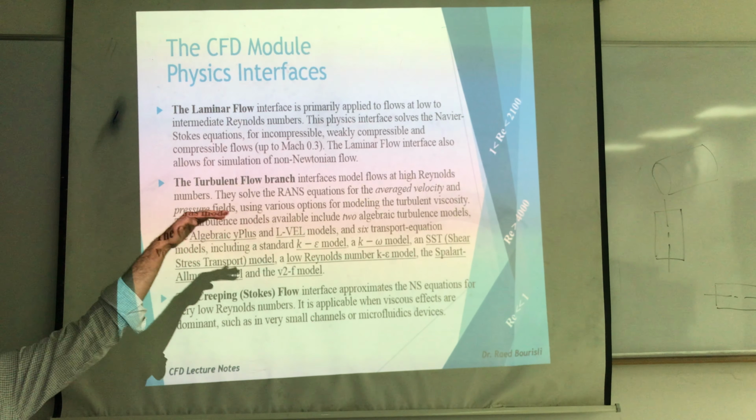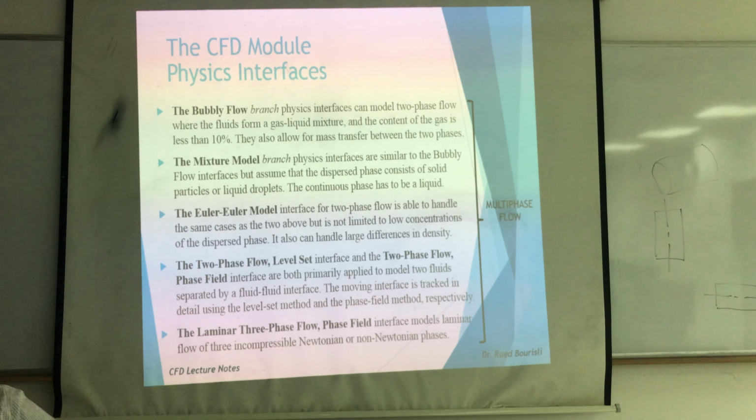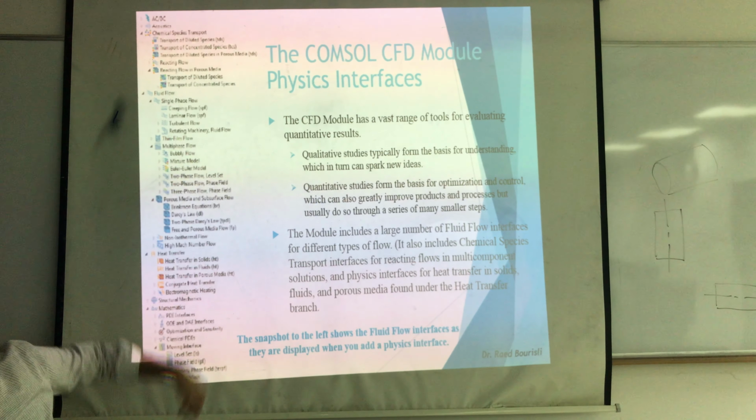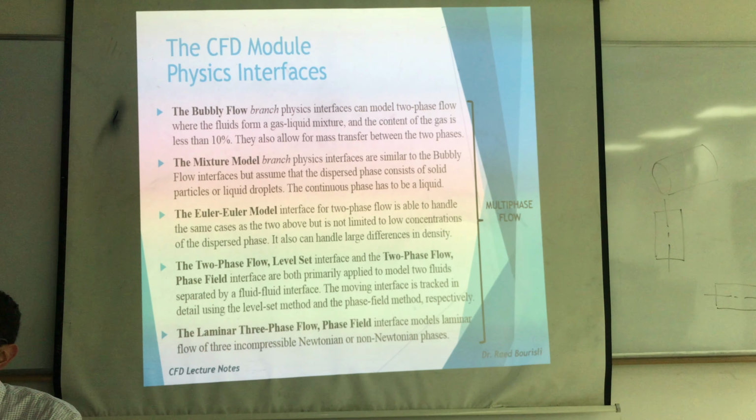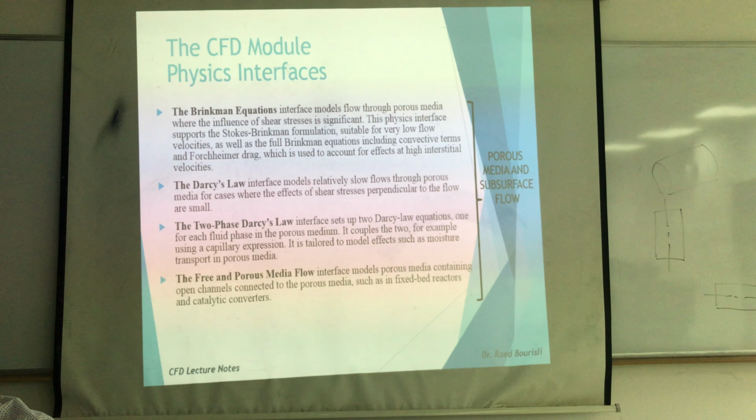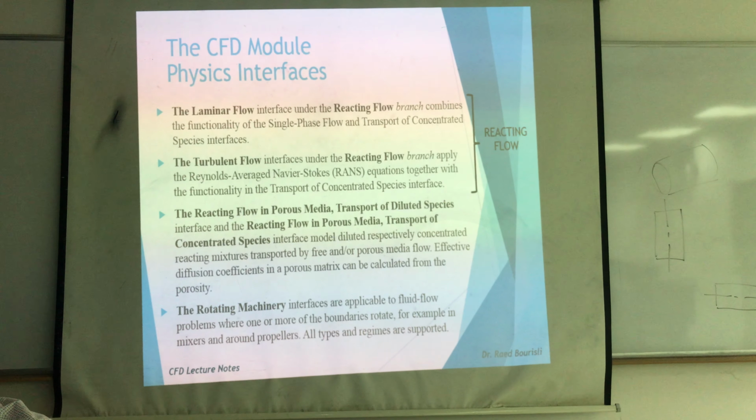These are some of the classifications: laminar flow, turbulent flow, creeping flow, based on Reynolds number, and then you have the multi-phase flow. I'm trying to group these things together, okay? And then you have the multi-phase flow, which includes the bubbly flow, mixture model, Euler model, the two-phase level set, and two-phase phase field. We'll look at these when we do porous media or multi-phase flow. The laminar three-phase flow and phase field flow. Then non-isothermal flow, which we experimented with when we need to solve the energy equation. So laminar or turbulent and conjugate heat transfer, conduction, and then convection, same thing. We have porous media, Brinkman and Darcy.